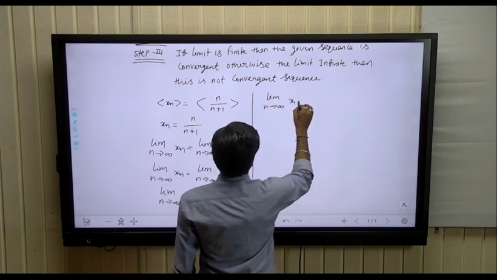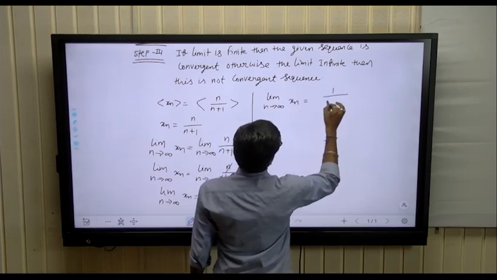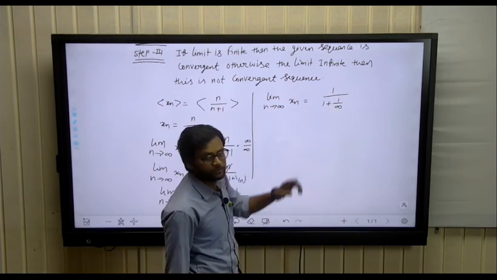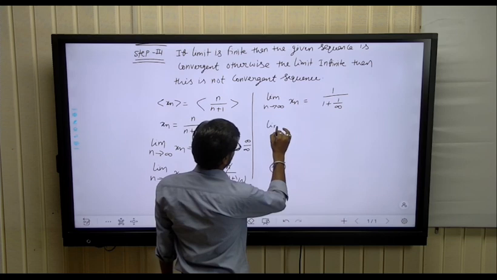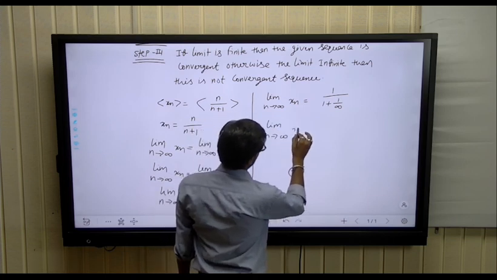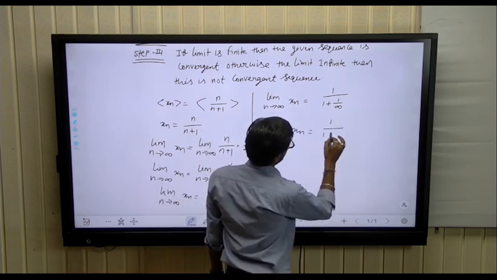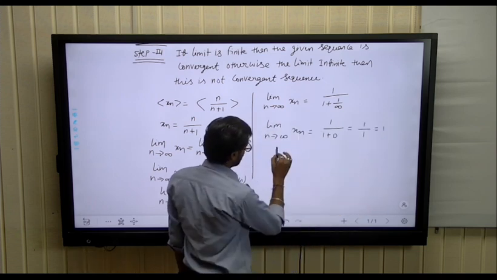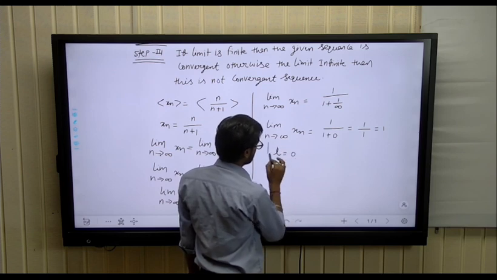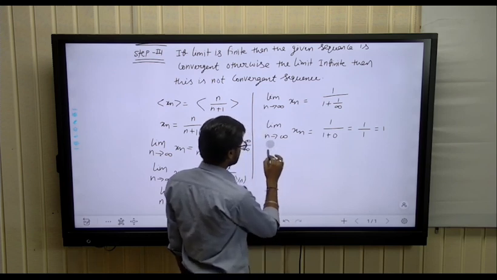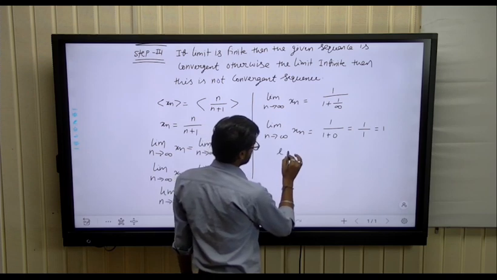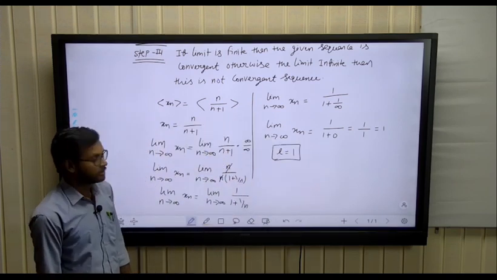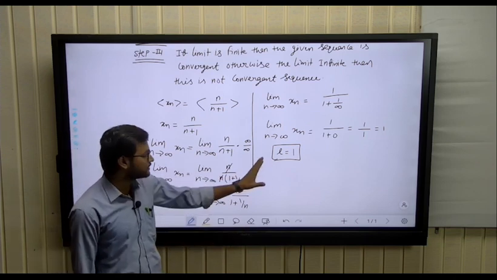So this is xn equals 1 upon 1 plus 1 upon infinity. We all know 1 upon infinity is 0. So 1 upon 1 plus 0, what is 1 upon 1? It is equal to 1. So the limit of the sequence is 1. So the first step is completed here.